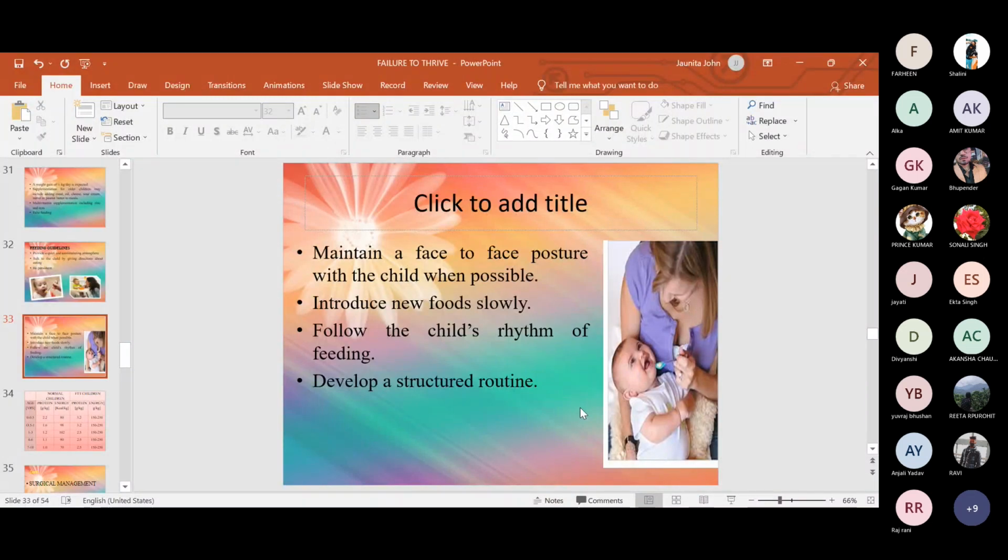Then you are supposed to develop a structured routine. A particular routine should be followed, that at this particular time the baby is to be fed with this thing, at the second moment of time it is to be fed with this thing, that you're supposed to keep in mind.